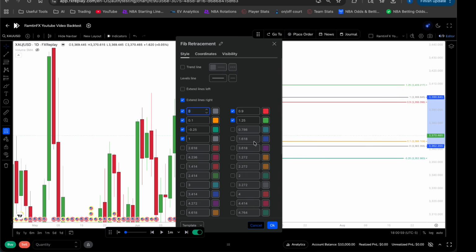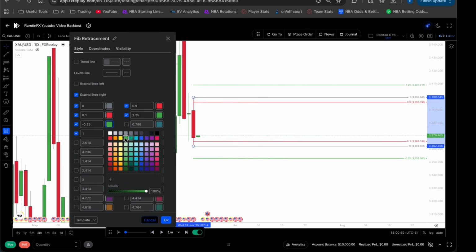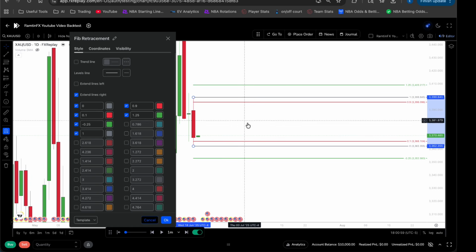Now down here for the bottom, we are going to do the same thing. So the 0.1 is a stop loss, so I make that red. The minus 0.25 is a take profit, so I make that green. And 0 is the entry, so we can leave that gray.